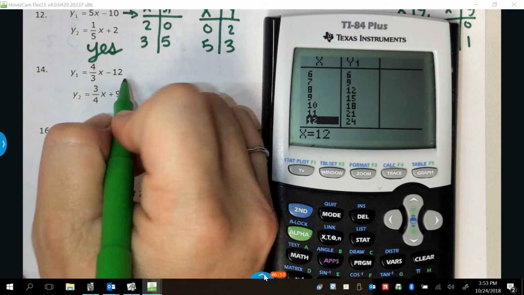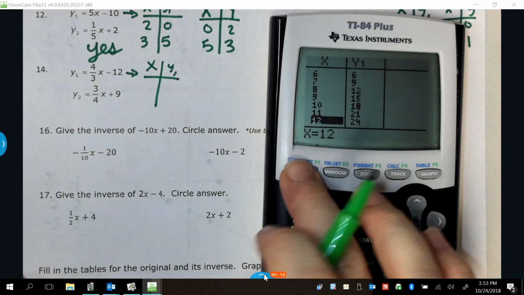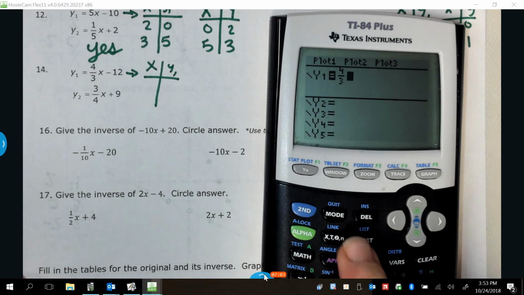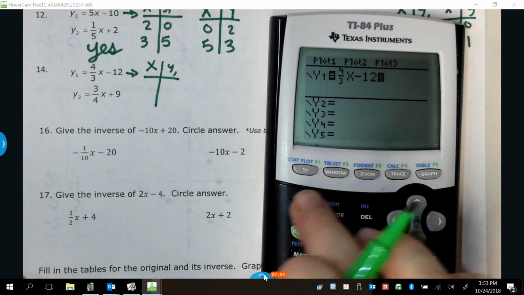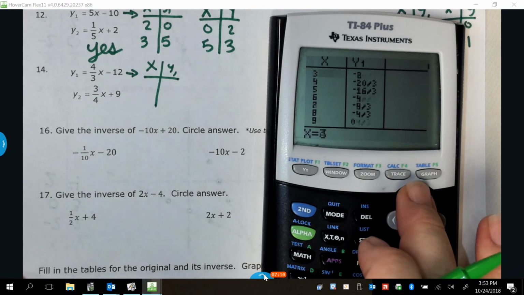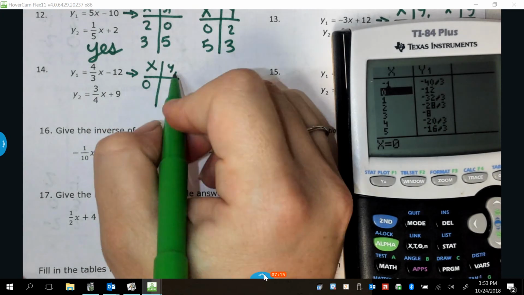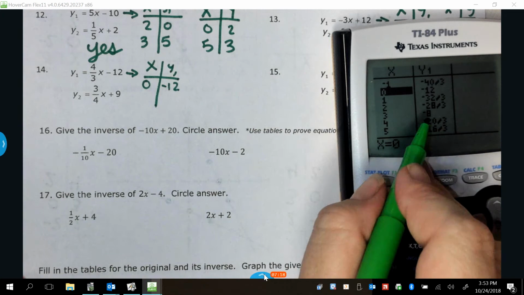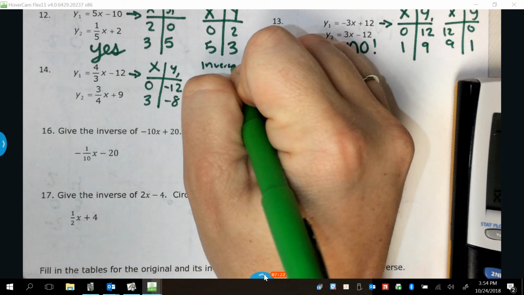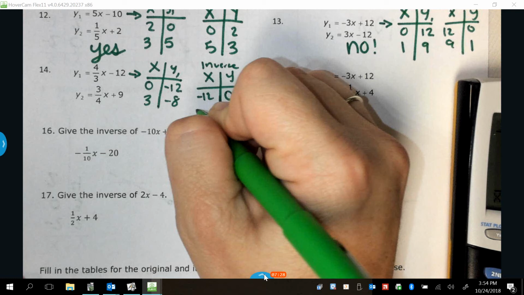Okay, let's do this one. So my equation is alpha y equals enter 4 over 3x minus 12, second graph. Okay, so 2 points we have, let's go back up: (0, negative 12) and (3, negative 8). So my inverse should be (negative 12, 0) and (negative 8, 3).